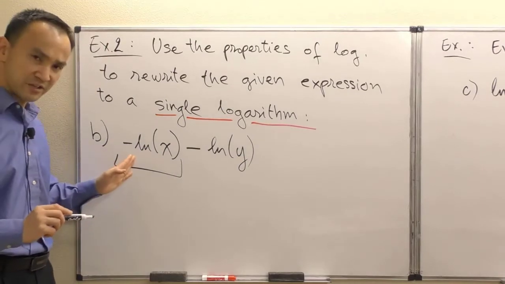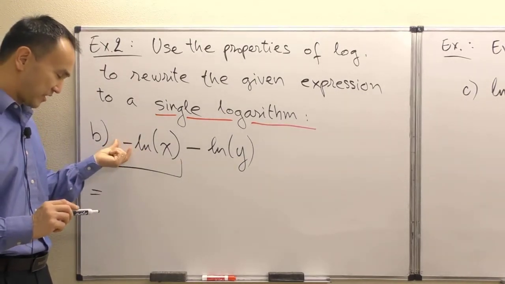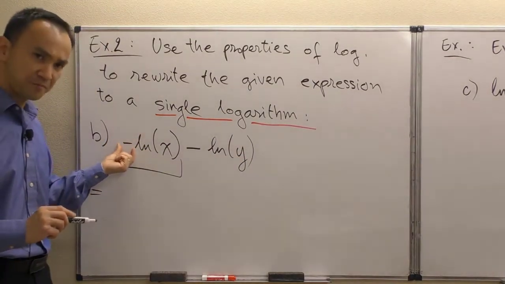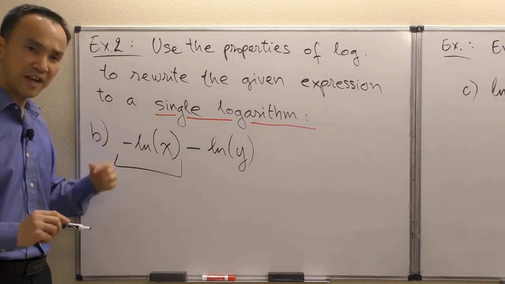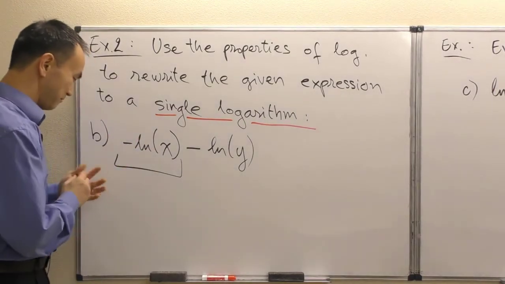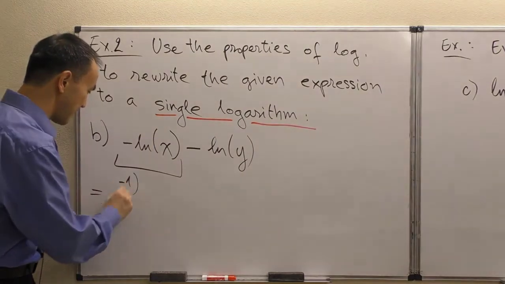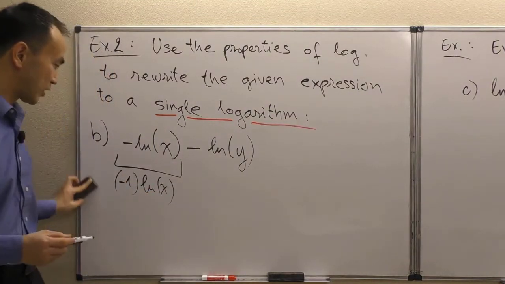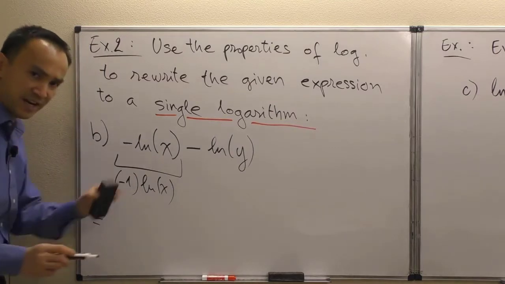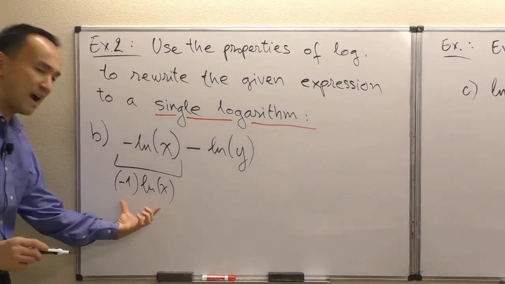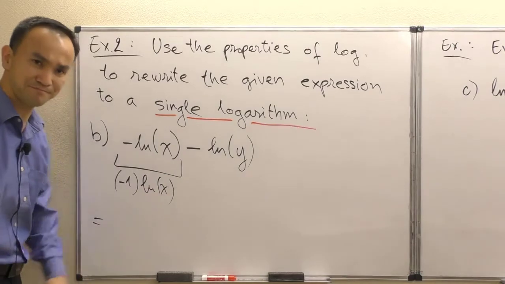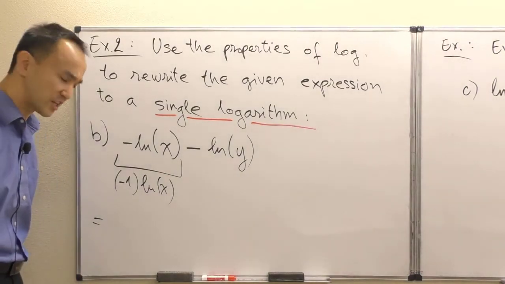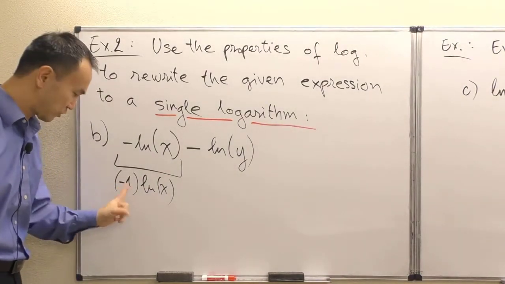So in that case right here, I see the minus sign as a negative 1 coefficient times natural log of x. So negative 1 times natural log of x. That's how I'm seeing it. And so now, after that quick little note, let's calculate it down. Now I have to use rule number 6 here, or property number 6, to handle this problem.